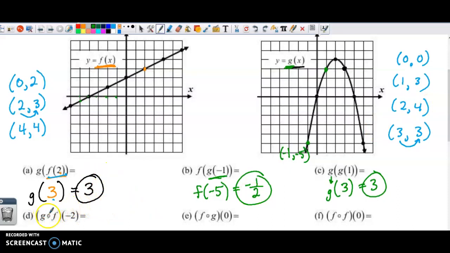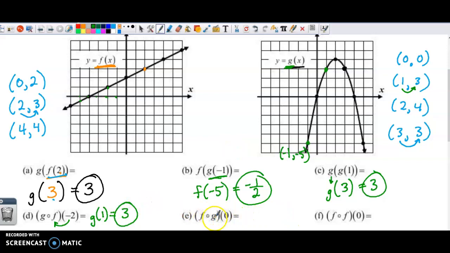And remember, this is g of f of -2, so you're doing f of -2 first, which is 1. Try and squeeze it right there. So now do g of 1, which that y coordinate was 3. We've seen that one pretty frequently.